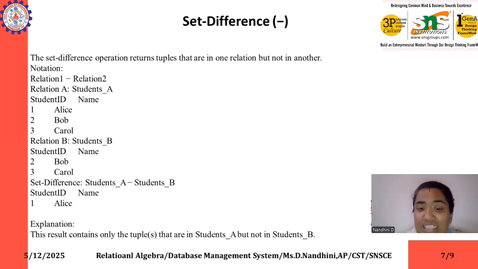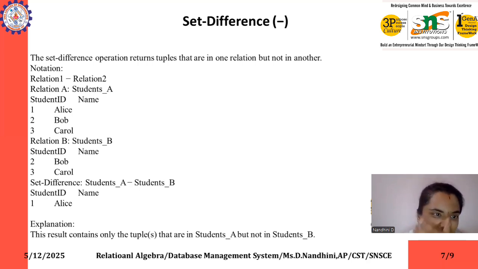Next is set difference. What is set difference? The set difference operator gives tuples that are in one relation but not in another. It is represented by R minus S. The result contains tuples that are in R but not in S. R and S must be union compatible, meaning they have the same number of attributes and the corresponding attributes have the same domains.